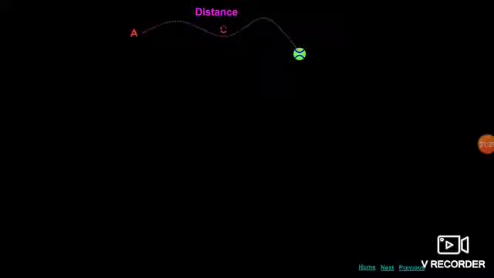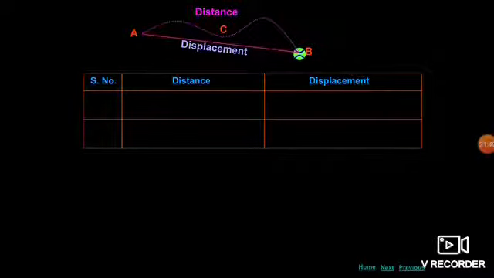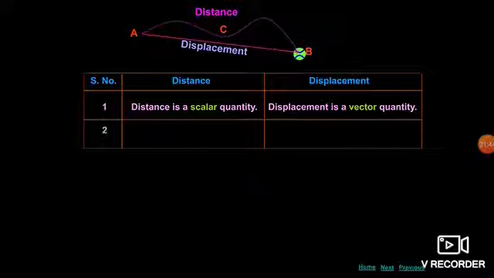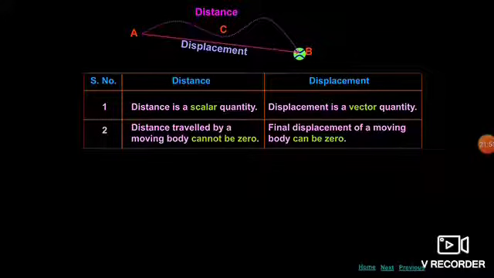Now you can see one ball moving from point A to B via C. So this is the distance, but displacement will be the straight line shown directly from A to B. So now it has shown distance is scalar, displacement is vector. The difference: distance traveled by a moving body cannot be 0, but final displacement can be 0, as we have seen in the previous example.